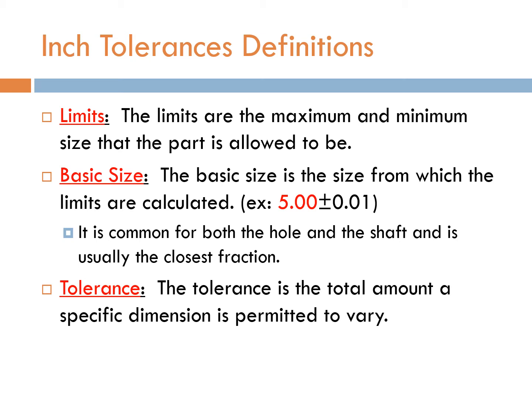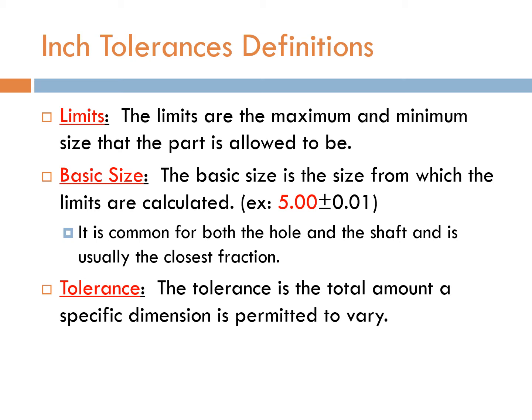First, we look at the limit. The limit means you have a maximum and minimum size that you allow the part to be. So that means you have two values. One is the upper limit and the other one is the lower limit. The basic size, as we mentioned previously, is the desired dimension that you wish to attain. And the variation will be based on the basic size.